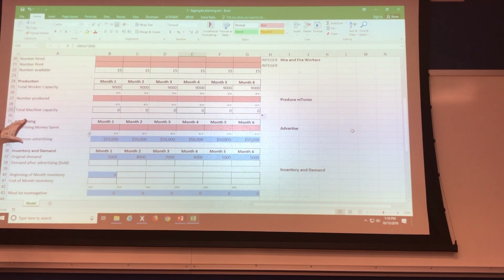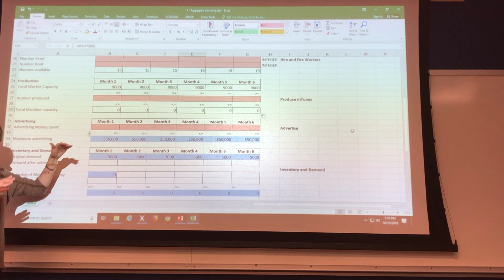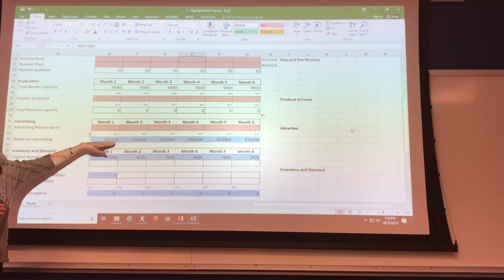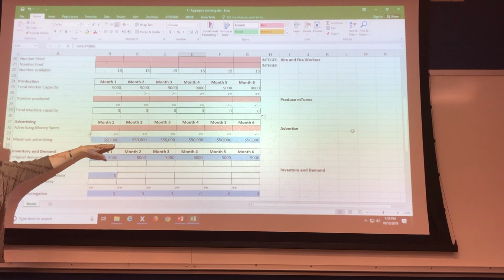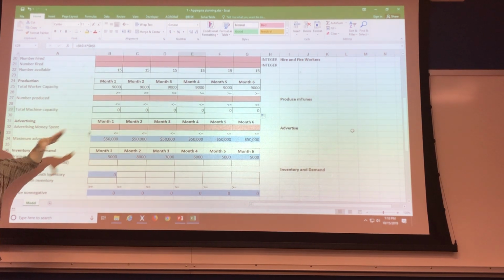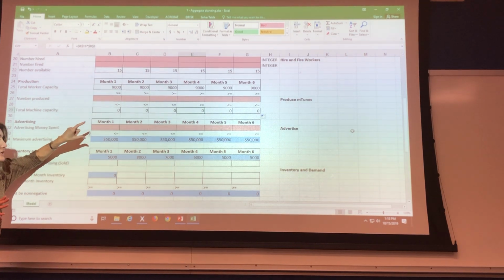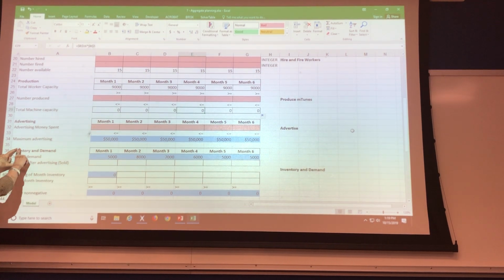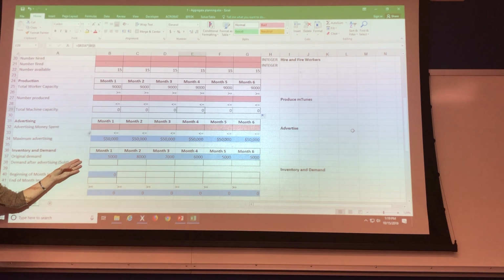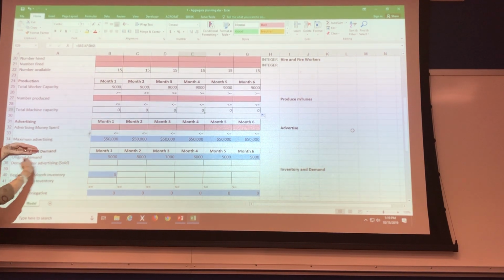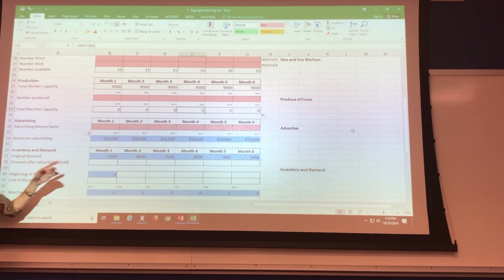The next thing in there has to do with advertising. So this is not something we're figuring out. This is something we're letting Excel solver tell us. How many advertising dollars should we spend every month? But that is constrained by the fact that we have a budget. And the budget is that we can't spend more than $50,000 a month. There isn't any other calculation for us to do here, okay? But that feeds into this demand, okay? This is inventory and demand, but it feeds into demand.